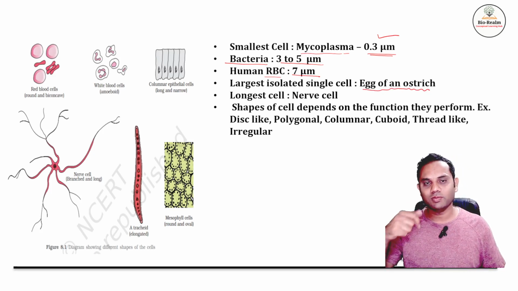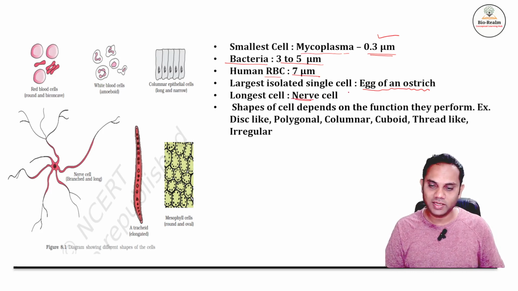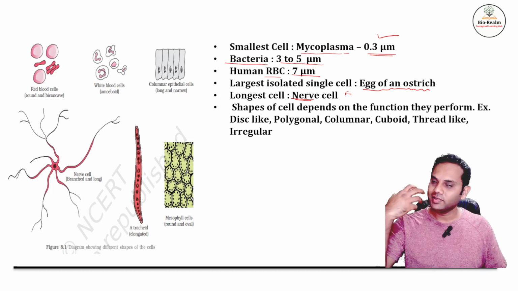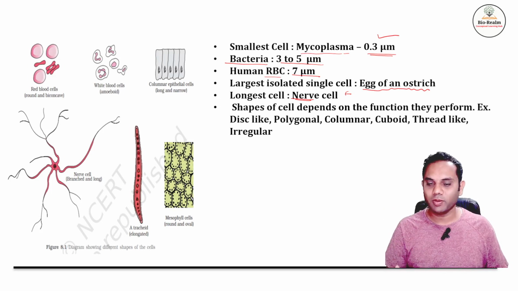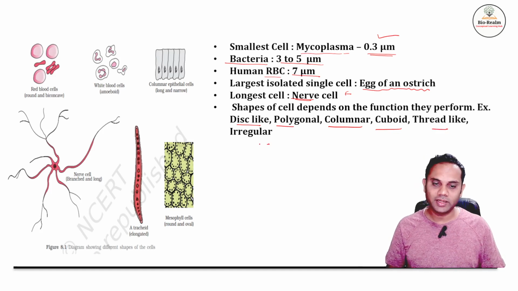And if we see some of the longest cells in the body, then we must know that one of the longest cells is your nerve cell. Then the shape of different cells depends on the type of functions they perform. The shape can be disc-like, polygonal, having multiple sides, columnar, meaning column-like, cuboid, meaning cube-like, thread-like, or even irregular.